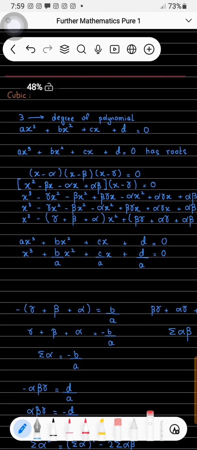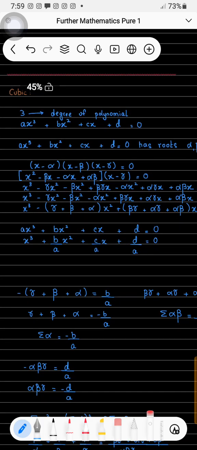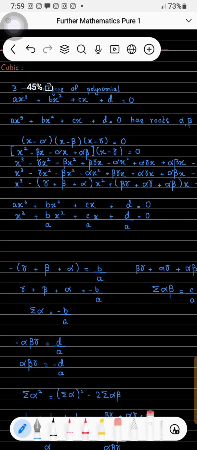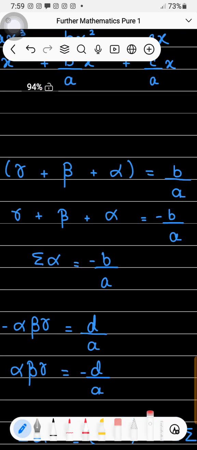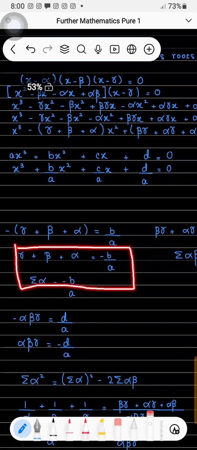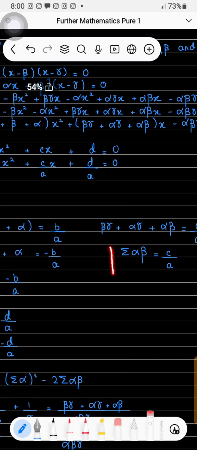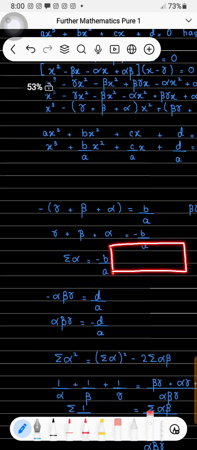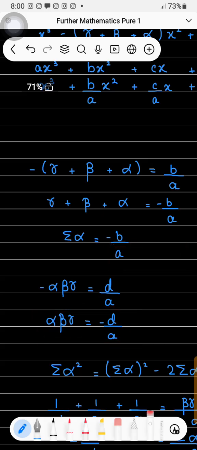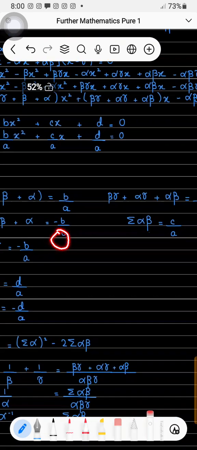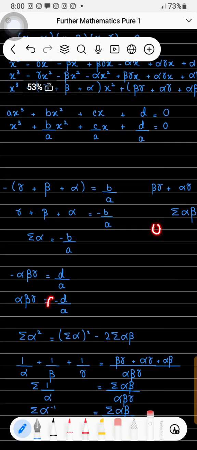Then we had derived some formulas which will be used in this chapter, and the derivation is not part of the syllabus, so I'm not repeating it. Just have a look at the formulas. The first formula was sum of alpha equal to negative b upon a. The second formula was sum of alpha beta equal to c upon a, and alpha beta gamma was negative d upon a. If we notice, we have a pattern: negative sign, positive sign, negative sign.